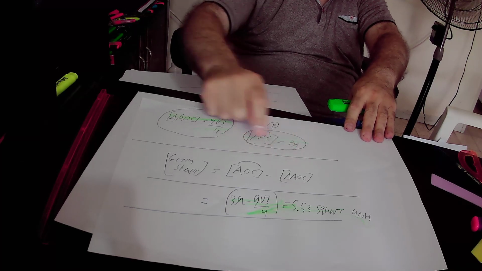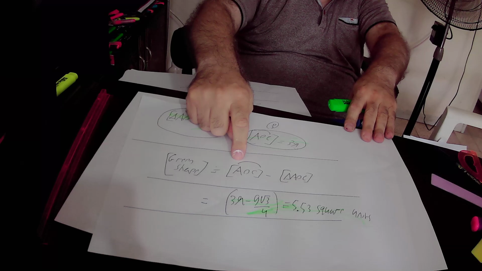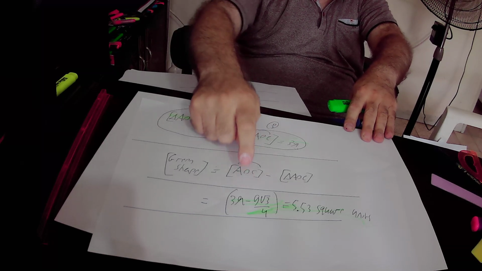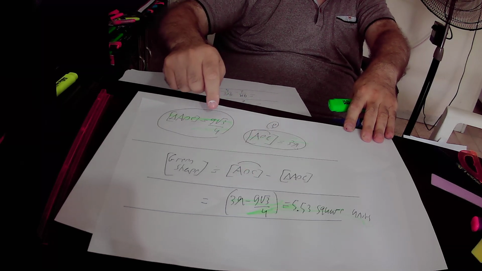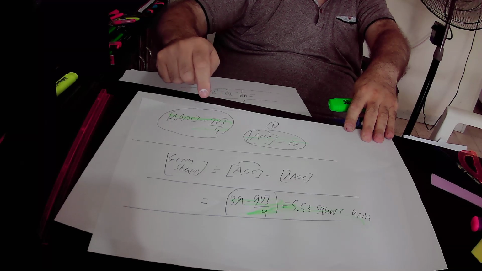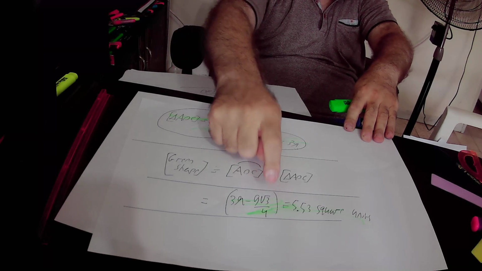We have already found out that the area of sector AOC equals 3 pi. We have already found out that the area of triangle AOC equals 9 times square root of 3 over 4.